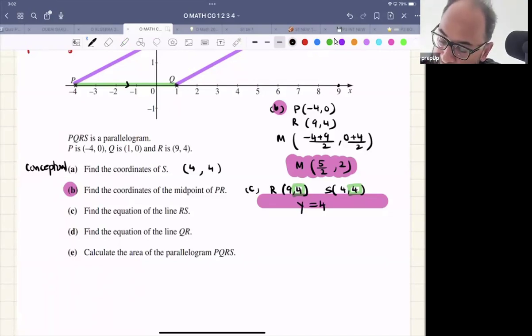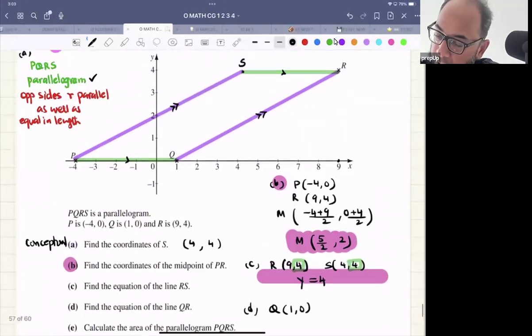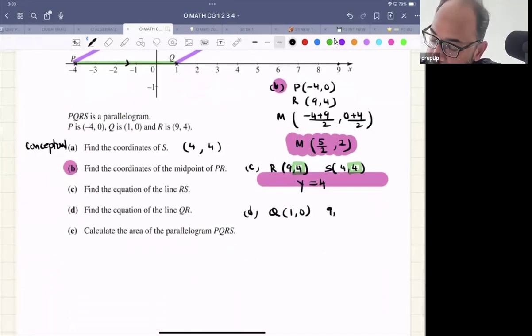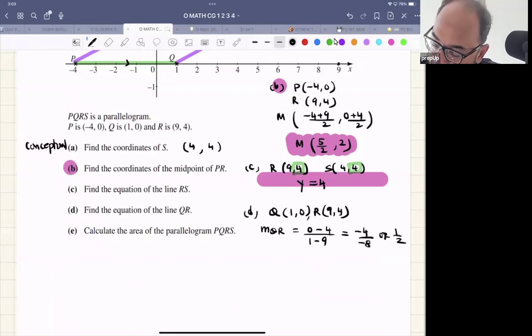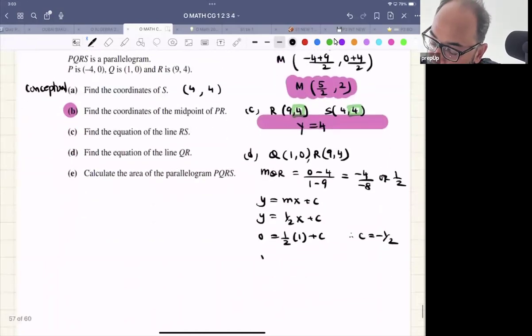Find the equation of line QR. We have Q, which is (1, 0). We have R, which is (9, 4). So therefore the gradient of QR is (0 minus 4) over (1 minus 9). 0 minus 4 is negative 4, this is negative 8. This comes out to be positive half. y equals mx plus c, y equals half x plus c. Let me plug in (1, 0). So this is 0, this is half, this is 1, this is c. Therefore, c comes out to be negative half. Therefore, the equation is y equals half x minus half.